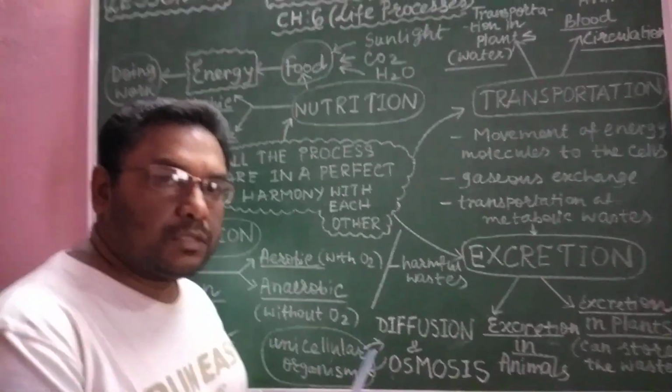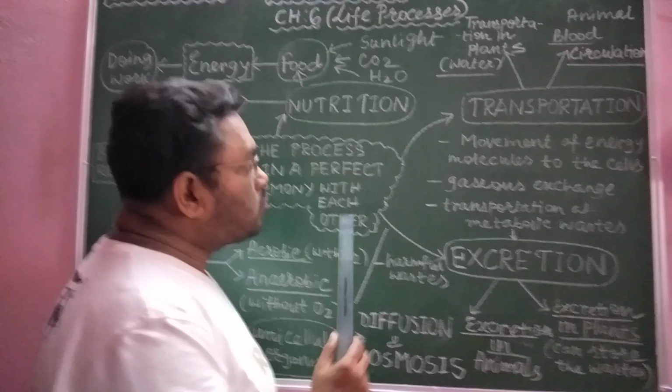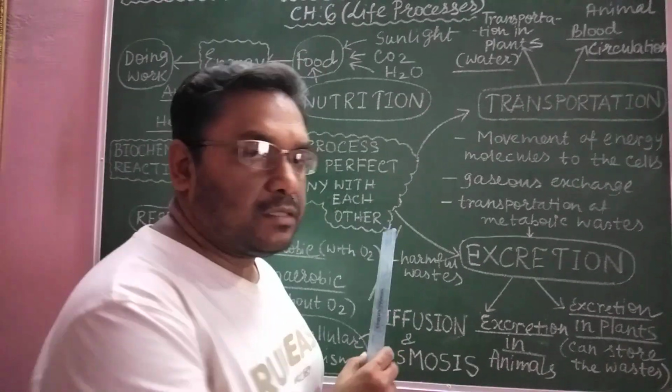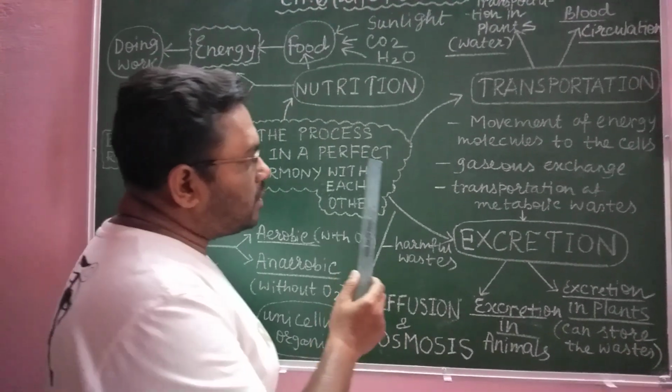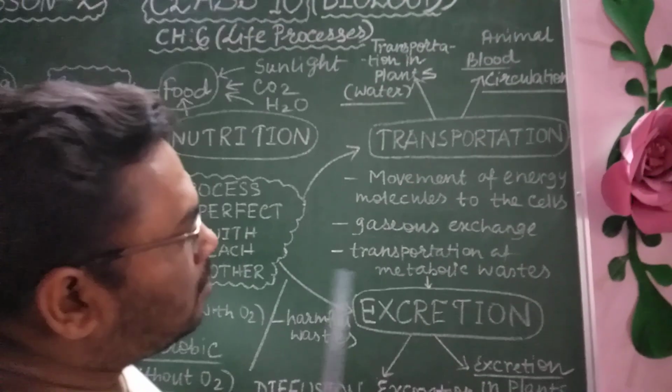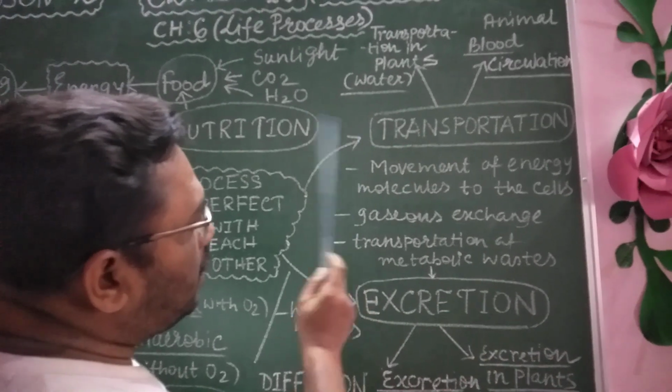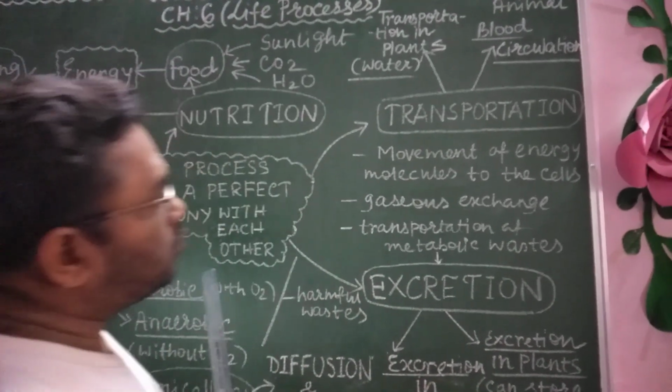Here is the continuation of lesson 2. As you saw there, nutrition and respiration are very closely linked with each other. This energy needs to be transported to different cells. For that reason, the third life process is needed, that is called transportation.